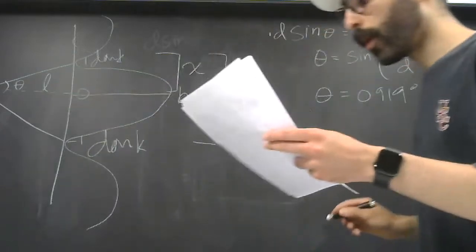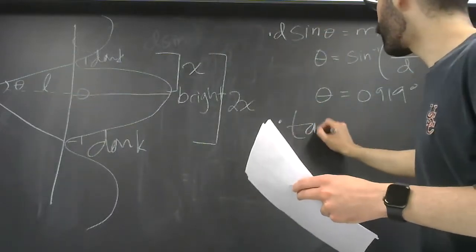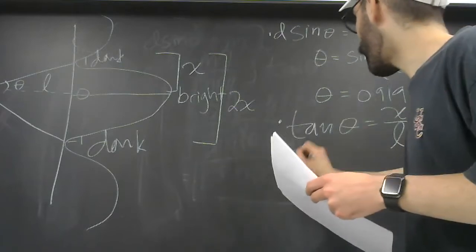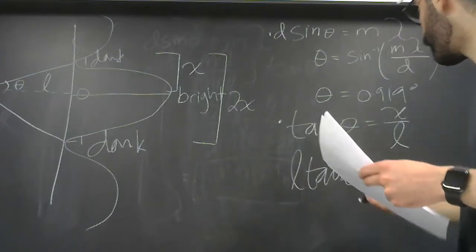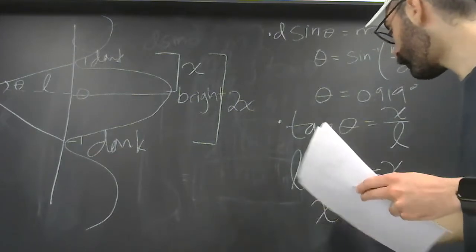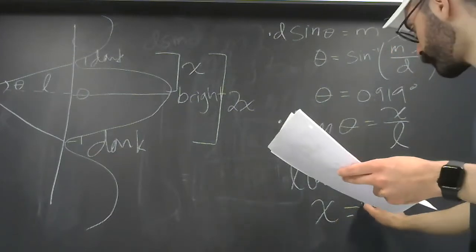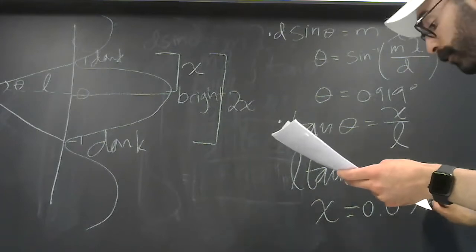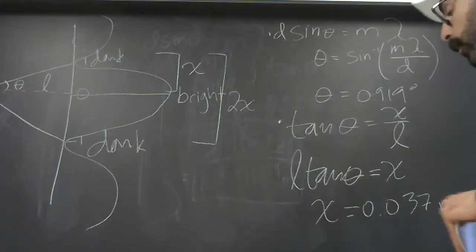So how do we arrange this? Tan theta equals x over L. We already know L, so L tan theta equals x, right? So x, just plug in everything, will come out to be 0.037 meters. And then we're done, right?